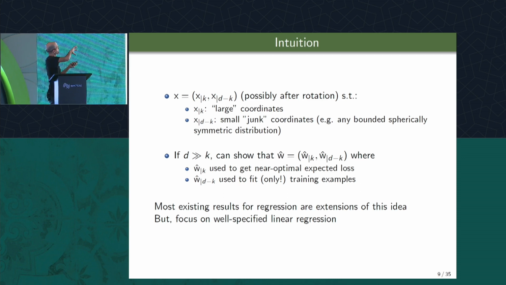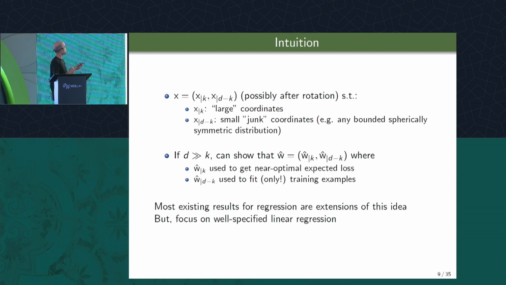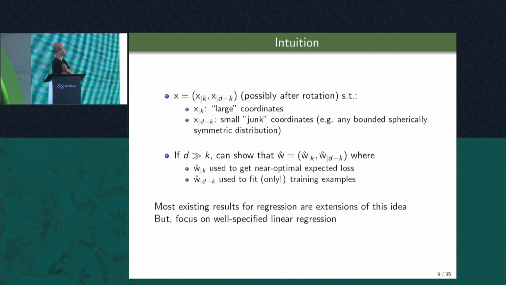Maybe after some rotation of the coordinate system, you can divide the coordinates of x into a relatively small number of significant or large coordinates. So think of this as k coordinates, where for simplicity, think of k as something fixed as d increases. And the rest of the coordinates are kind of small. Each one has a very small variance. So for example, the prototypical case is when these coordinates have some bounded spherically symmetric distribution, or like a Gaussian distribution.